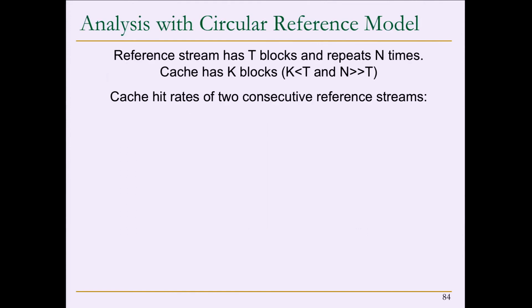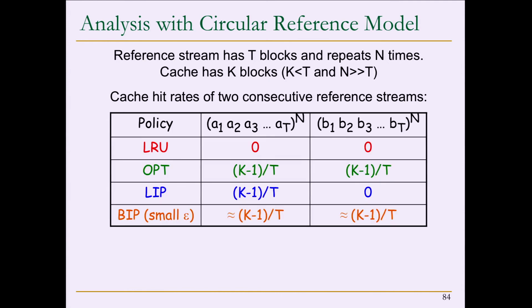So let's do some analysis. You'll need the paper for more detail, but we're going to assume a circular reference model, similar to what other people have assumed. And we're going to have a reference stream that has T blocks and repeats N times. I'll give you the model over here. I'll focus on this part first. Basically, cache has K blocks. K is less than T. So basically, we're streaming through an array. Block 1, block 2, block 3, block T. T is much greater than the number of blocks in the cache. And let's assume a fully associative cache to make life easier. And N is much greater than T. So you basically do this many, many times.